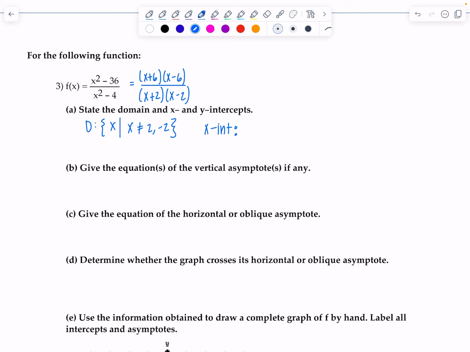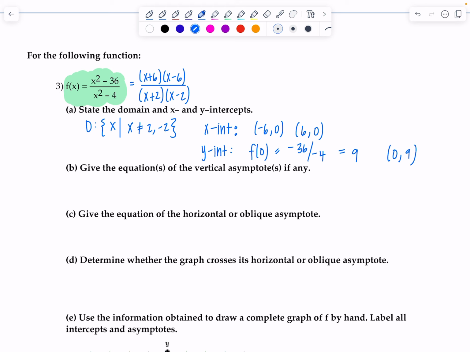So if we take x plus 6 and x minus 6, set them equal to 0, I'm going to get negative 6, 0, and 6, 0. Now the y-intercept takes a little more work. I would actually plug it into the original, it'll be easier. So f of 0 equals 0 squared minus 36 over 0 squared minus 4, and negative 36 divided by negative 4 is 9. So the y-intercept is at 0, 9.